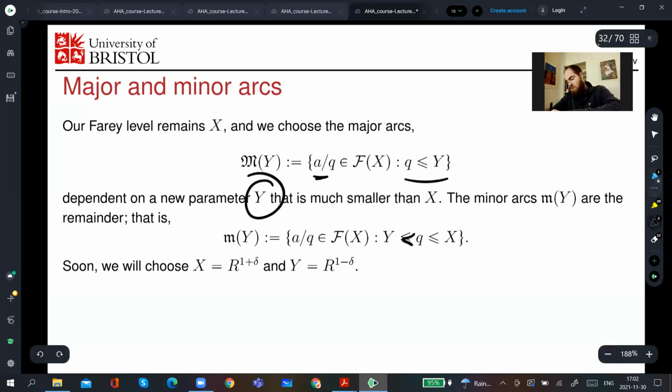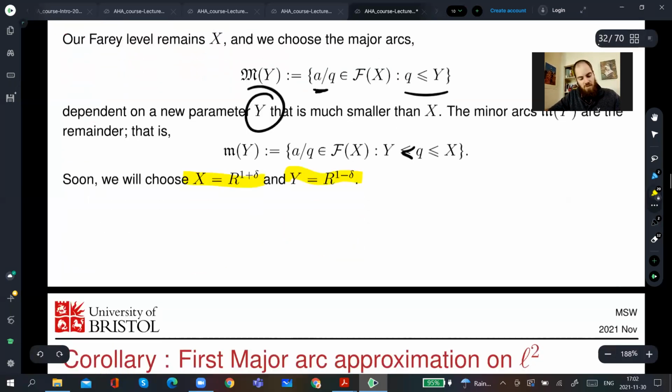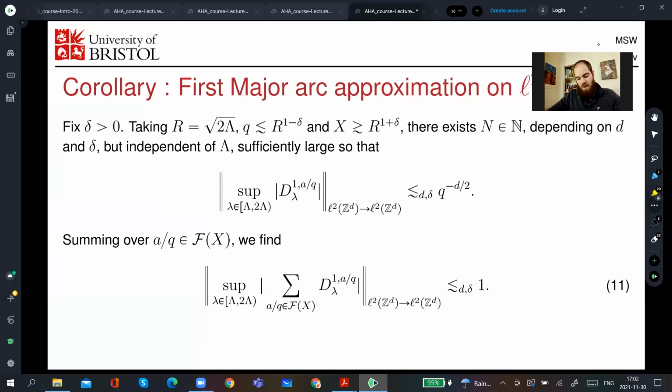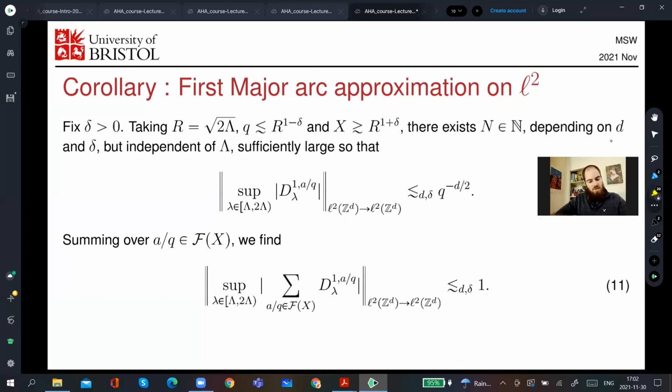Okay. And we'll soon choose our parameters. X will be r to the 1 plus delta, so a little bit bigger. So the power will be a little bit bigger than 1 in terms of r, and y will have a power that's a little bit smaller than 1 in terms of r. It's going to be r to the 1 minus delta. It's the same sort of choice we made when we did the circle method to count the number of representations for sums of squares. And so for our first major arc approximation, we can deduce the following.